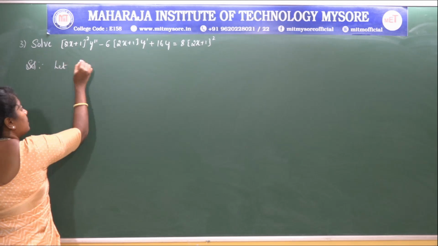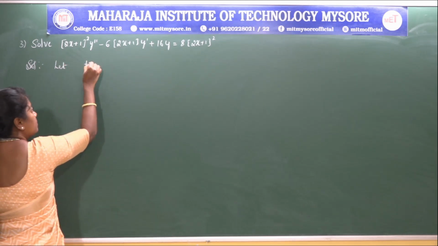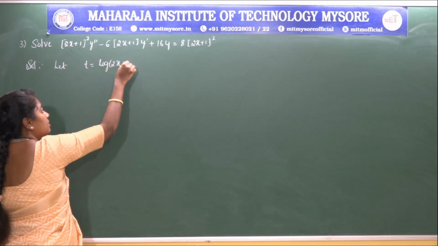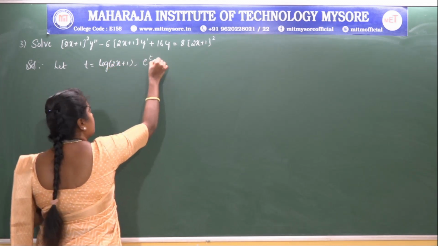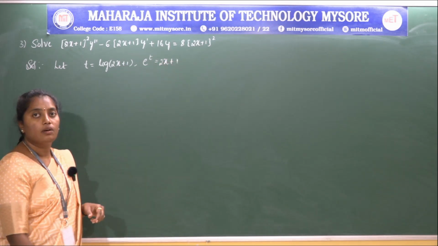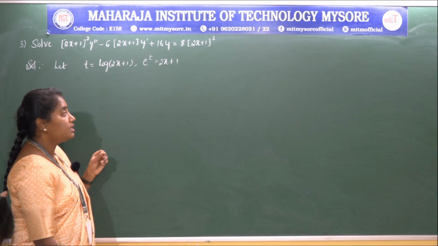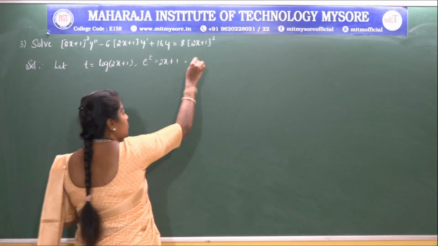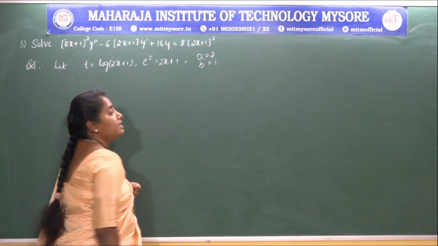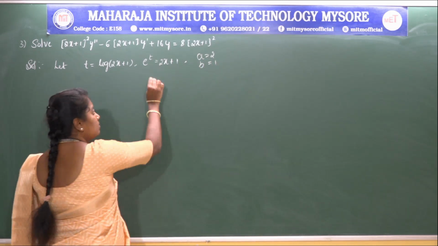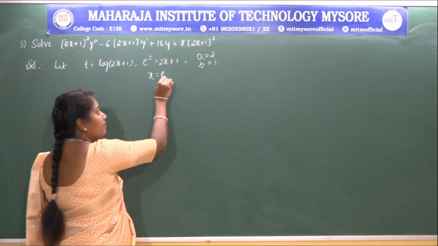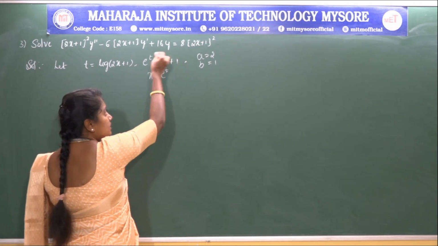Let us take t = log(2x + 1), or e^t = 2x + 1, where the value of a is 2 and the value of b is 1. Also we need the x value, that is x = (e^t - 1)/2.